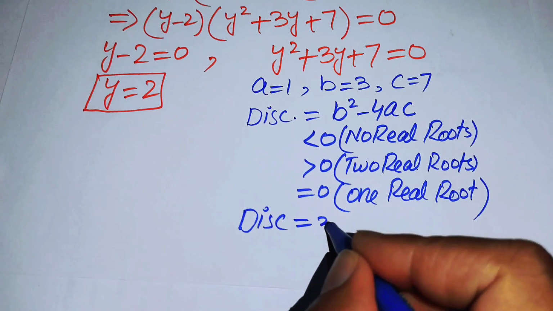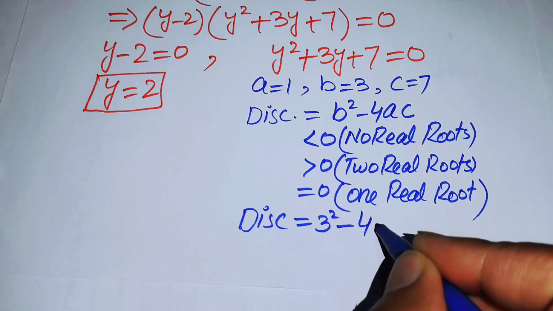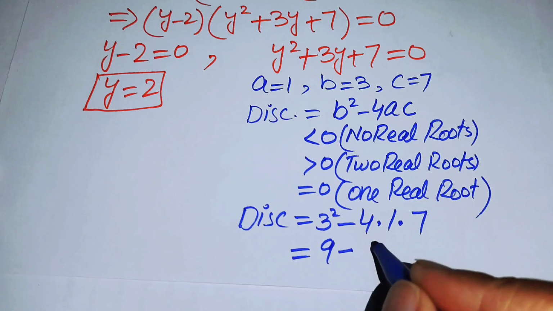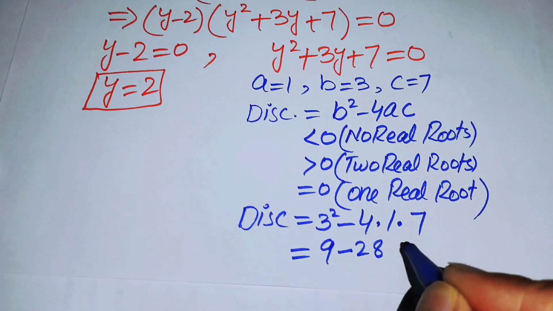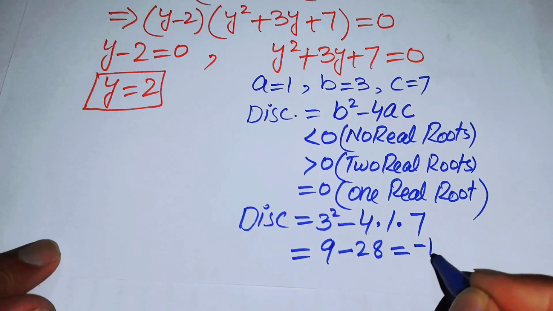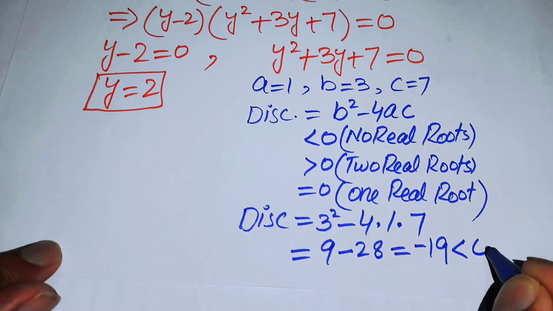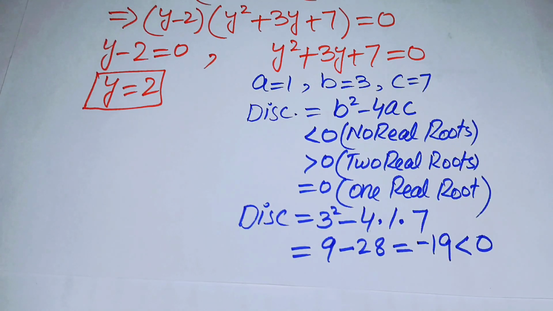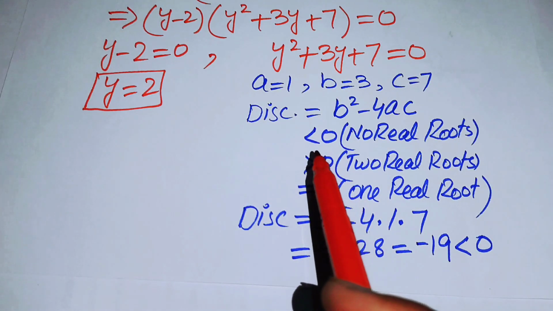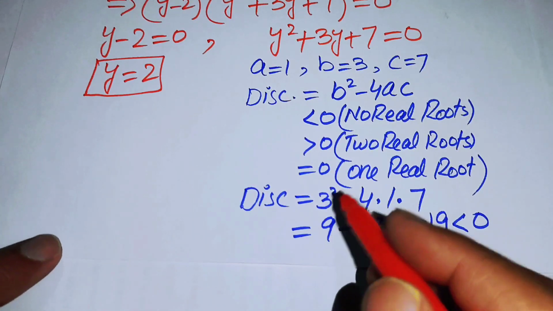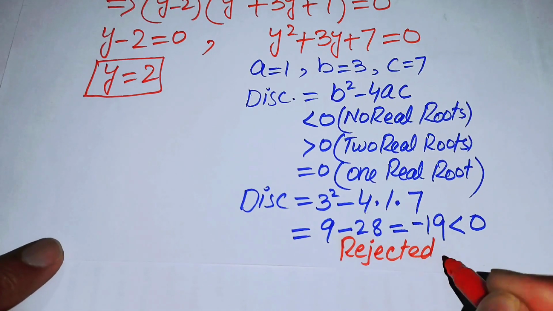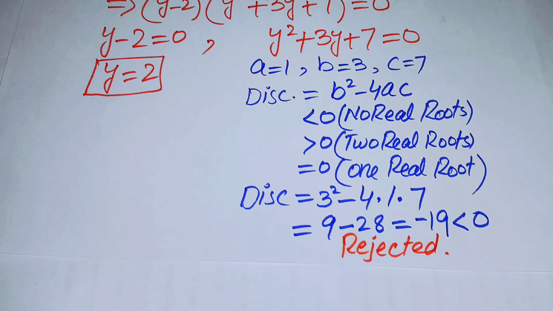Discriminant is equal to b squared, and b is 3 squared, minus 4 times a is 1 and c is 7. So 3 squared is 9 minus 4 times 7 is 28, and it is equal to minus 19. And you see that this minus 19 is less than 0. So if minus 19 is less than 0, then it follows this case. In this case we will just say that it has no real root, and if it has no real root, then we will reject this case, because in this problem we need only the real roots.